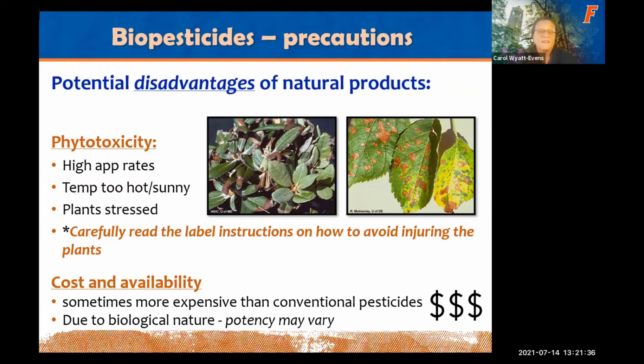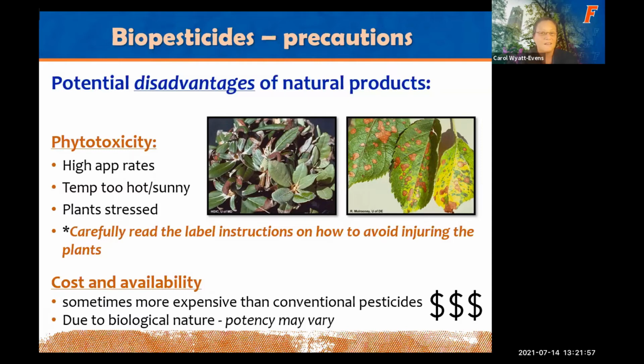So phytotoxicity can be more pronounced also on stressed plants, right? So things that are already struggling have a high level of stress. So those stressed plants, and then hot, sunny conditions. The label is going to tell you what plants are going to be more sensitive to phytotoxicity. So it's another good reason to read your label.